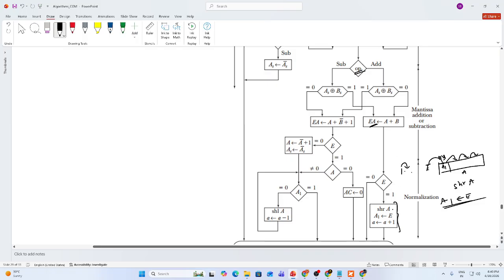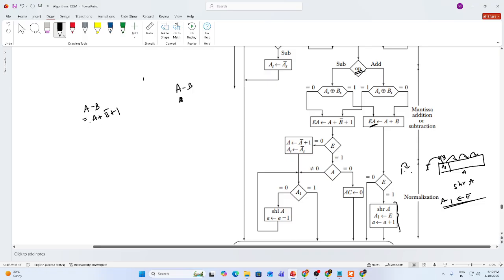This is in the case of addition. Now in case of subtraction, when do we do subtraction? In case of addition, if the signs are not equal, do the subtraction. In case of subtraction, if the signs are equal, do the subtraction. So in case of subtraction, I need to do a minus b. If a is greater, I need to do a minus b. If b is greater, I need to do b minus a. But first I don't know whether a is greater or b is greater. So that's why first I perform a minus b. How do I perform a minus b? A plus b bar plus 1.